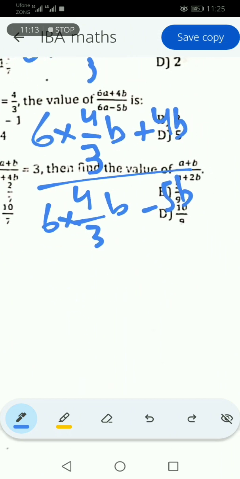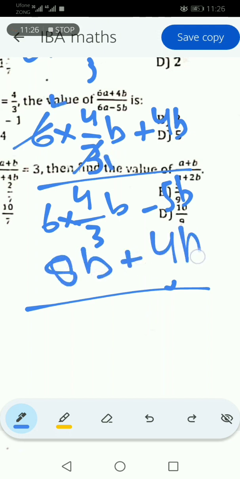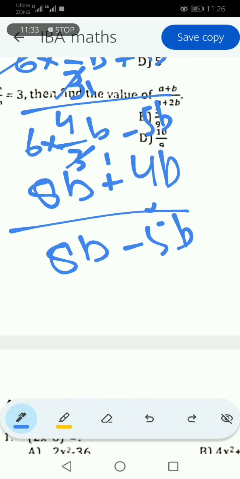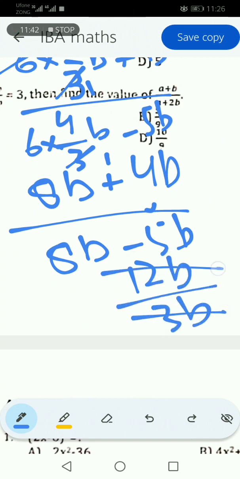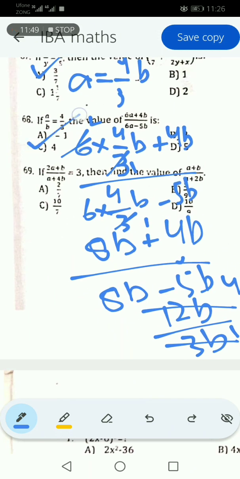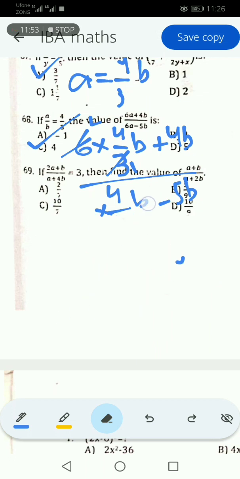Now here, first solve the numerator. So this will be equal to 6. 3 1s are 3. 3 2s are 6. And 2 4s are 8. 8b plus 4b. And this will be 8b minus 3b. So our correct answer should be 12b upon, and this will be 8 minus 3b. Cancel. 3 1s are 3. And 3 4s are 12. Our correct answer is C. 4, sorry, because 3 4s is 12.